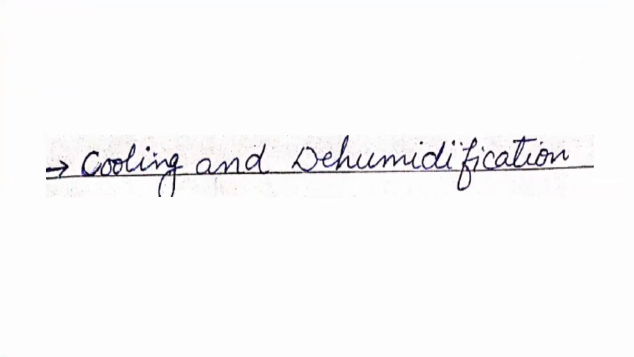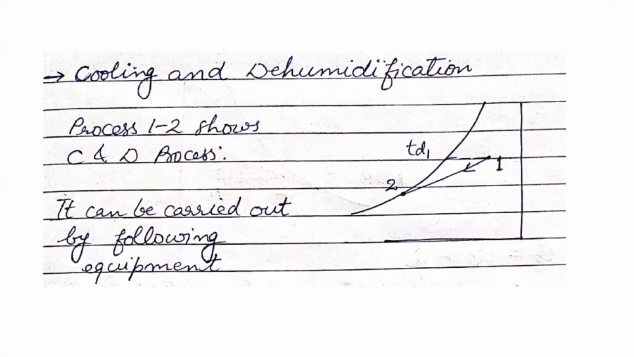So now we are going to discuss the next process, which is cooling and dehumidification. Now, how does this process of cooling and dehumidification take place? First of all, let us see how it looks. The process of cooling and dehumidification takes place along line 1 to 2. As you can see here on the psychrometric chart, this is dry bulb temperature and this is specific humidity.